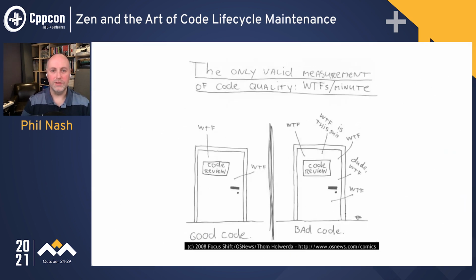The only valid measurement of code quality: WTFs per minute. We all know this one. And it's a fun cartoon, and it's funny because we can relate to it. Software quality definitely has this aspect of, you know it when you see it. The trouble is, it's really hard to define it. We'll come back to that in just a moment.